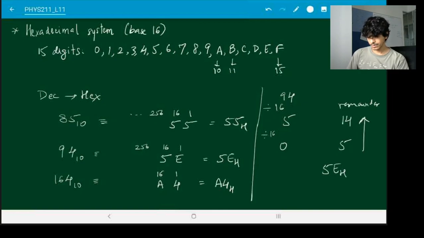There's a third way, probably quite easy since now you know binary. So let's take these same examples. Let's take 85, 94, and no, we won't take 164 because it's too large. Okay, so 85 in decimal, first you convert it into binary. So decimal to binary. What is 85 in binary?